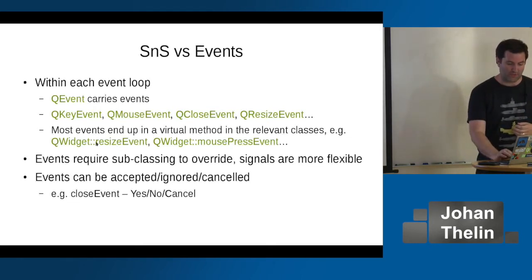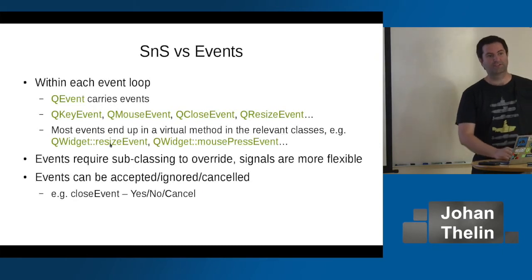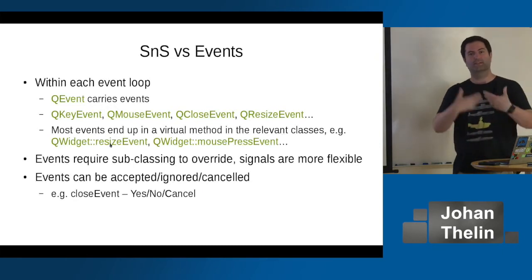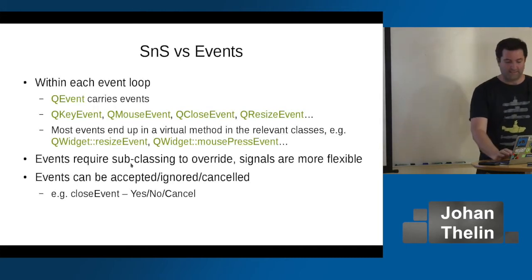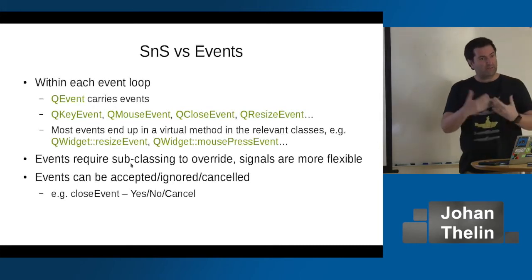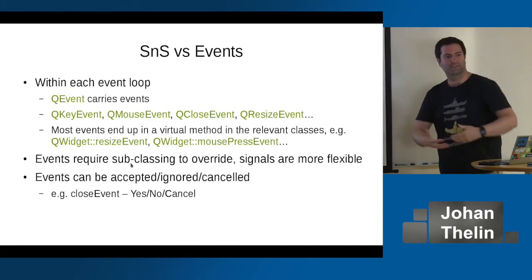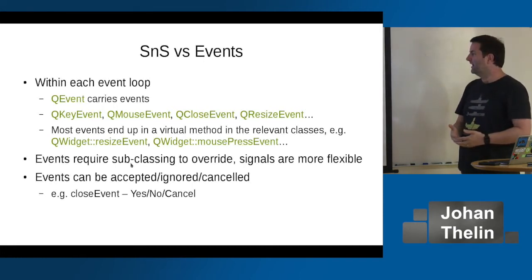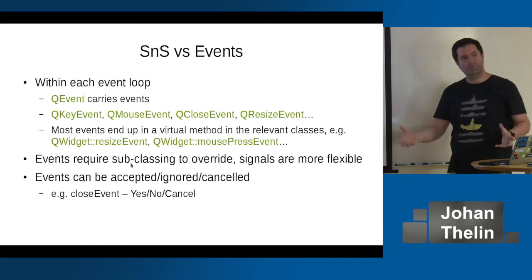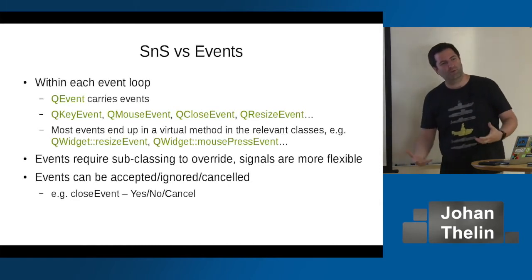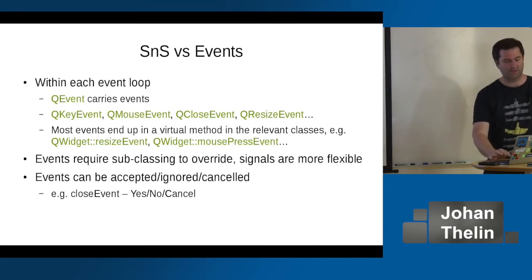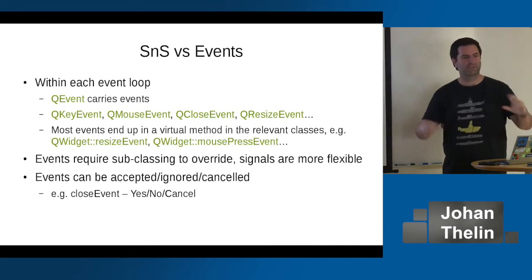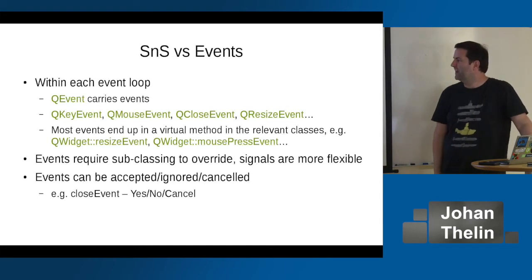But for instance, mouse presses and so on are present in the QWidget-based class, and you can subclass it and implement it. You can do your paint event, you can do all of those things. And it does require subclassing, so you're actually creating a new widget when you're implementing this. So it's a bit more static or fixed or harder to change than signals and slots that you can use to connect at runtime in different combinations to create something new.